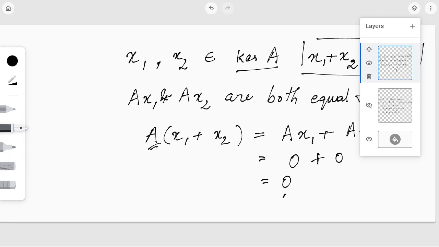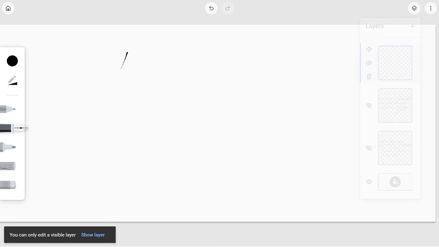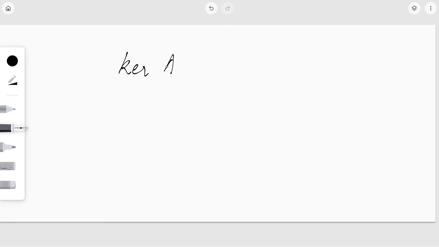Now next we will show that if the kernel of A is 0, then A is 1-1. If the kernel of A is 0, what does it mean? That whole set consists of only the element 0.